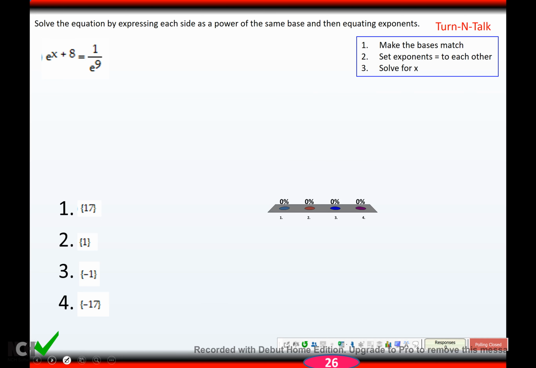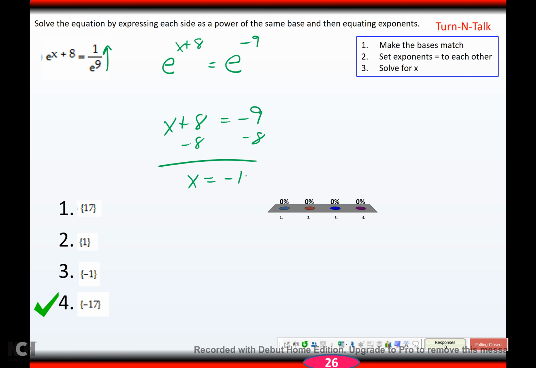And hopefully you got negative 17. Again, move this guy up. So I have e to the x plus 8 equals e to the negative 9. Bases are equal, so exponents have to be equivalent. X plus 8 equals negative 9 minus 8, x equals negative 17.